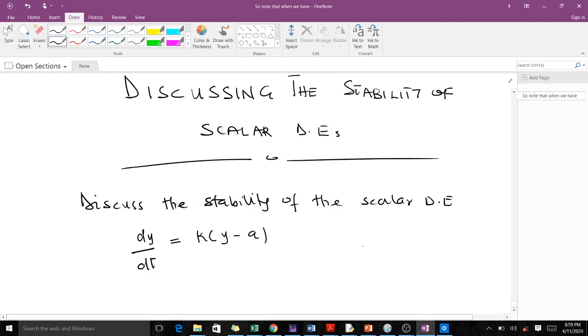So, welcome to today's lesson. On today's lesson, we are going to learn how to discuss the stability of scalar differential equations, and we are going to illustrate that with this particular example here.